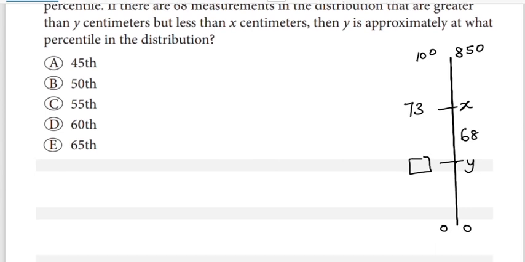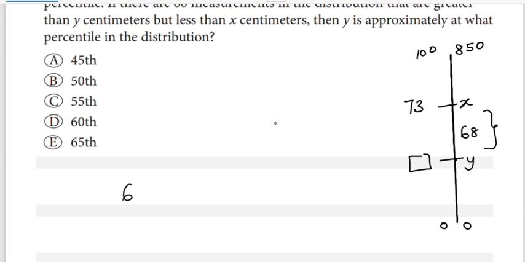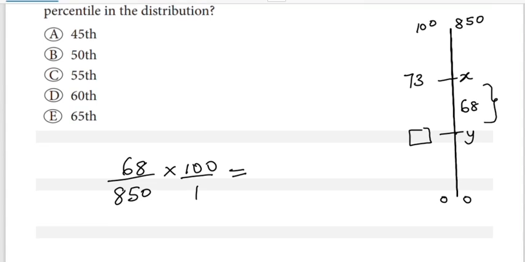So the easy thing to do here is to determine the equivalent of this 68 in percentile. And how do we do this? This is simply 68 divided by the total, which is 850, times 100 over 1. And this will give you exactly what you need. And if you do this, this will give you simply 8%.